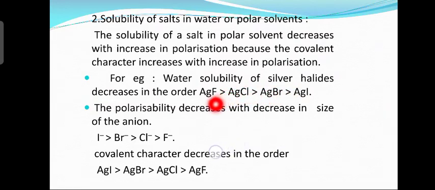Polarizability decreases with a decrease in the size of the anion. So iodide has more polarizing power and the highest size. Next comes bromide, next chloride, next fluoride. Therefore covalent character decreases in the same order. Next slide.